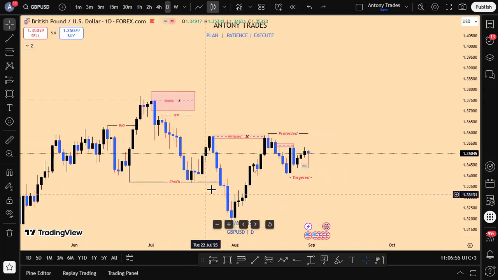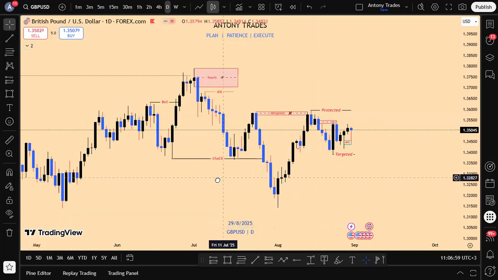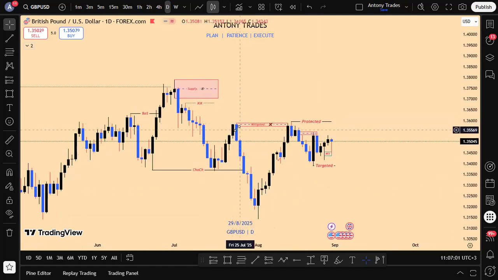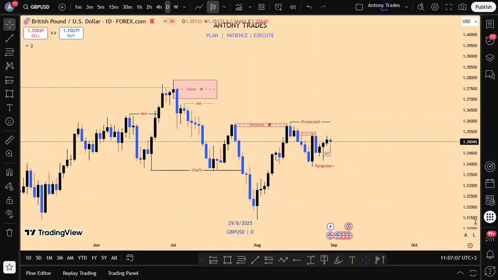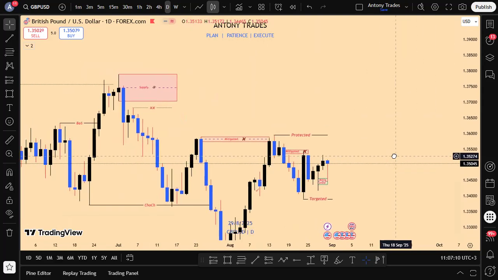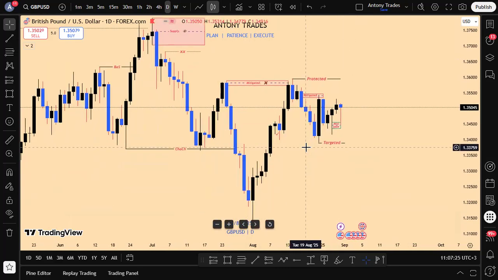After this change of character, where do we see the inducement? Where do we see the liquidity? As always, this was our inducement because we don't see any other inducement here. So we had a minor inducement at that high. And the interesting part is that the market came and swept that inducement from this high. You see, this high was swept by the wick of this candle. We had a sweep of liquidity. Then from there, you can see the market started pushing to the downside.